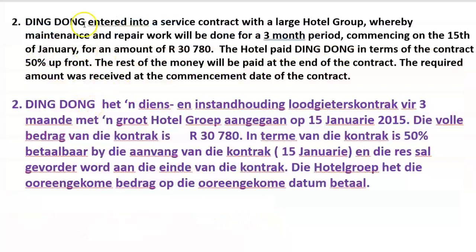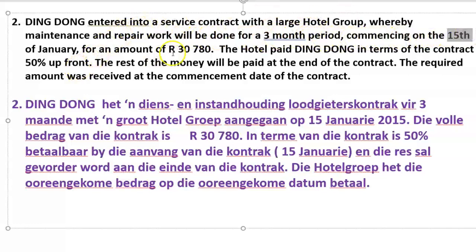Number 2. Ding Dong entered into a service contract with a large hotel group whereby maintenance and repair work will be done for a 3-month period commencing on the 15th of January for an amount of 30,780 Rand. The hotel paid Ding Dong in terms of the contract 50% upfront. The rest of the money will be paid at the end of the contract. Remember, it's a 3-month contract. The required amount was received at the commencement date of the contract.